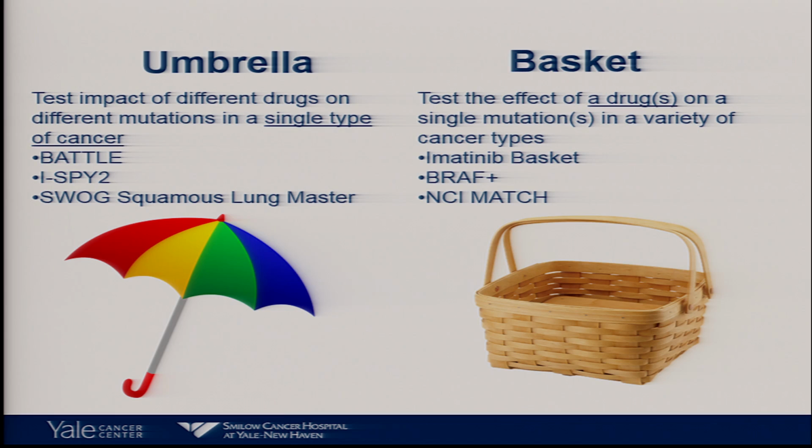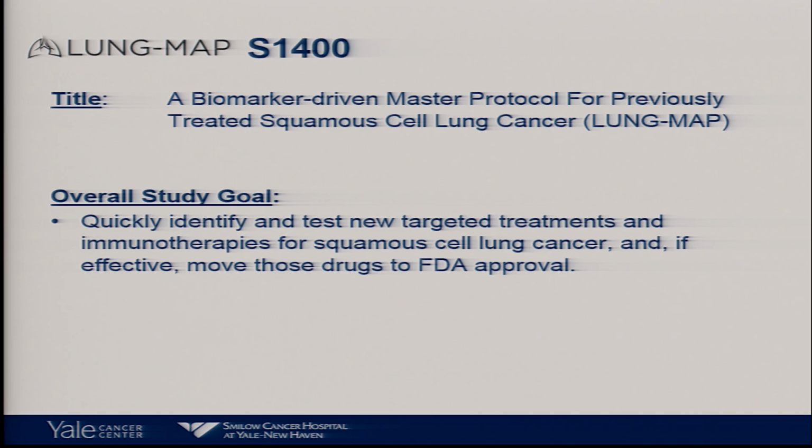Well, patients with squamous lung cancer, a similar type of disease is quite common. Lung cancer is about 200,000 patients a year in the United States. Squamous is about 30%. So you can imagine it's quite a few patients with very few options at the time that we did the study. The idea was to identify and test new targeted treatments and immunotherapies for squamous lung cancer, and if effective, move them to approval, and it was known as the Lung Map, and we ran it through the SWOG, one of the cooperative groups, and it's SWOG 1400.